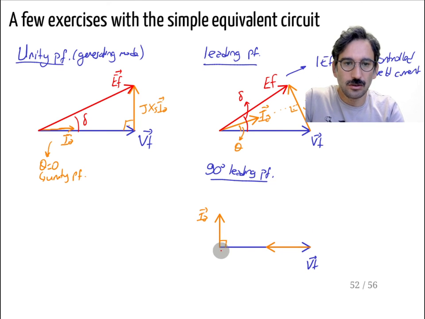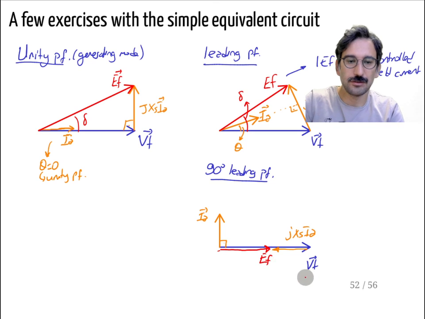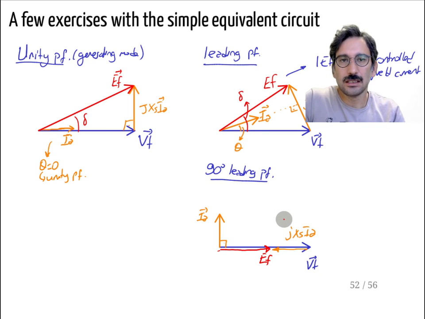And your EA, again you cannot see the waveforms if I just draw the perfect lines, so let me use the other ones as well. So this is jXS IA, and then this is EF. Okay, and what is the load angle in this case? What is the load angle in this case? So EF and VT are totally coinciding.